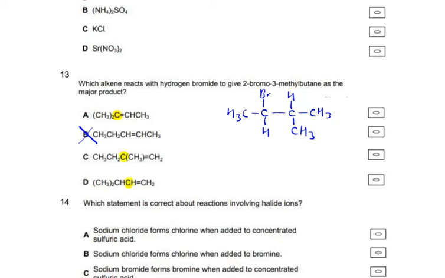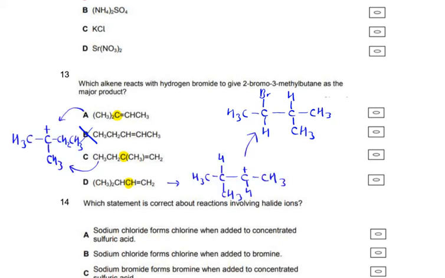I've highlighted in yellow the carbon that ends up positively charged after the first step of the electrophilic addition, in which a hydrogen is added to one side of the double bond. Both A and C will give you the carbocation on the left, a tertiary carbocation with 3 alkyl groups attached to the carbon with a positive charge. This carbocation will lead to 2-bromo-2-methyl-butane, which is not the correct product.